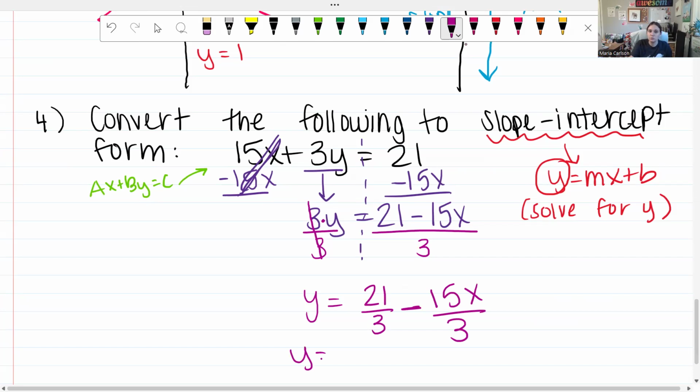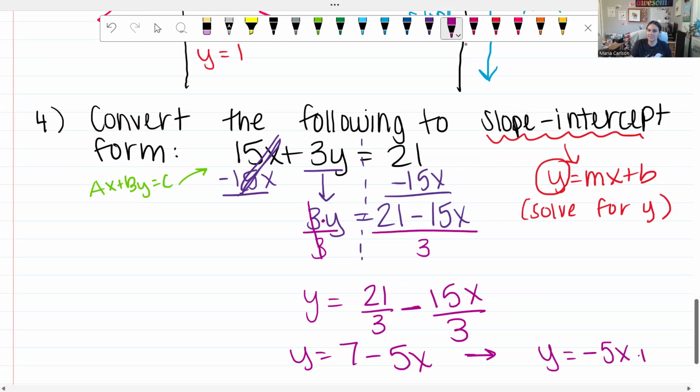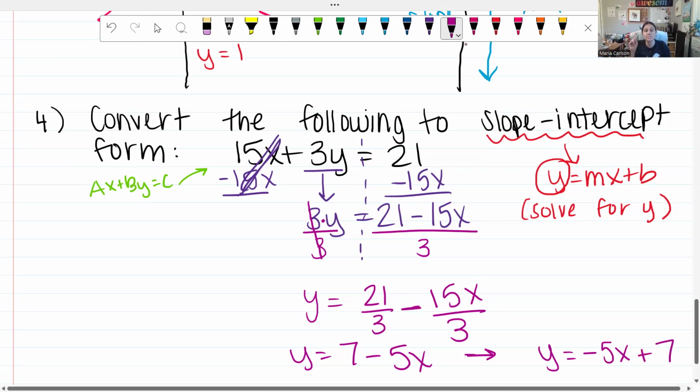So y is equal to 21 divided by 3 is 7. Minus 15x divided by 3. 15 divided by 3 is 5, and then x. So y is equal to 7 minus 5x, which really this is the same thing as y is equal to negative 5x plus 7. I can flip the order, but make sure the sign that is with our slope, this negative 5x, needs to stay negative.